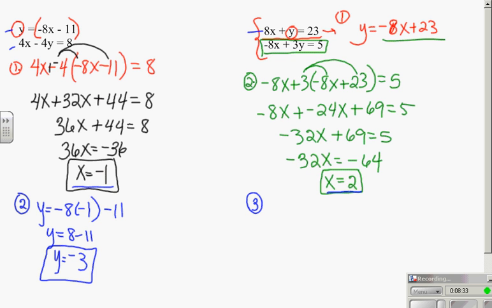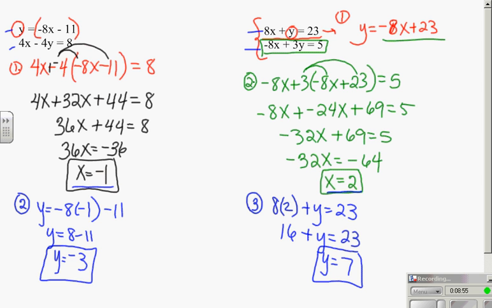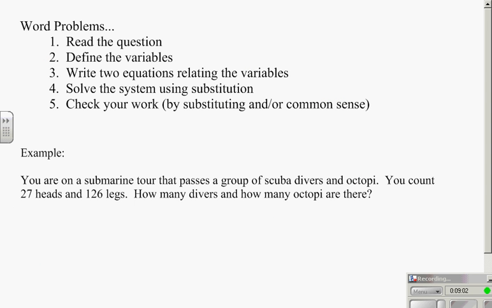Then your third step is to take that x equals 2 back into either one. Again, I'm going to go with the top one because it's simpler algebraically. And I'm going to have 8 times 2 plus y equals 23. 16 plus y equals 23. And y is equal to 7. So the ordered pair 2, 7 is where these two lines intersect each other.